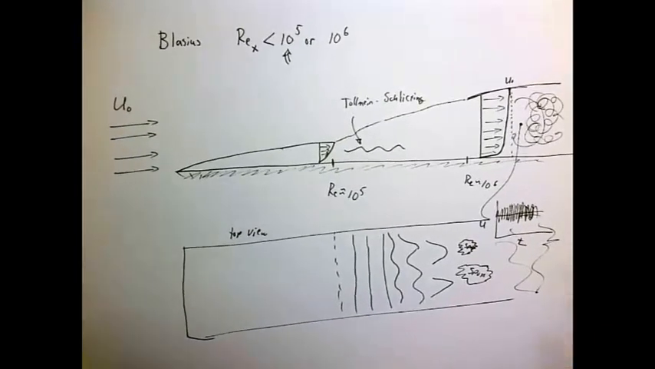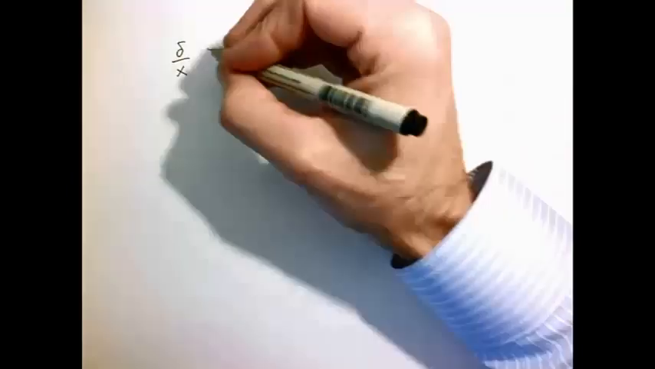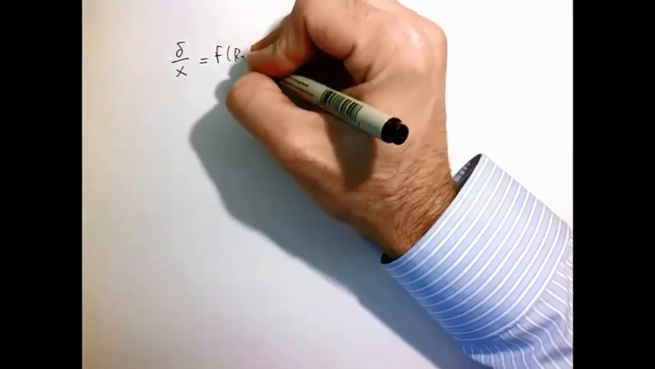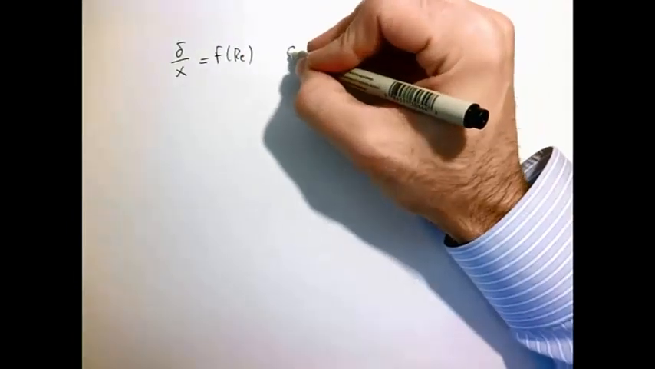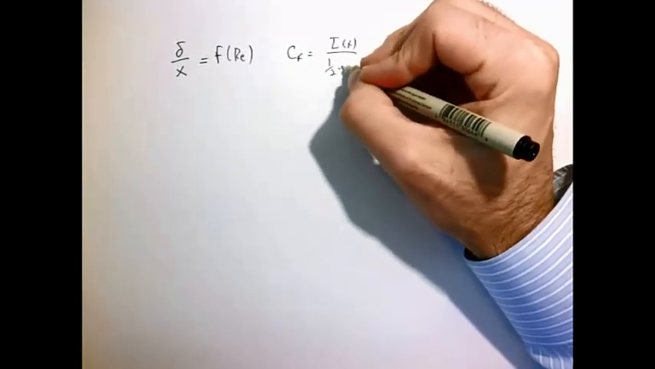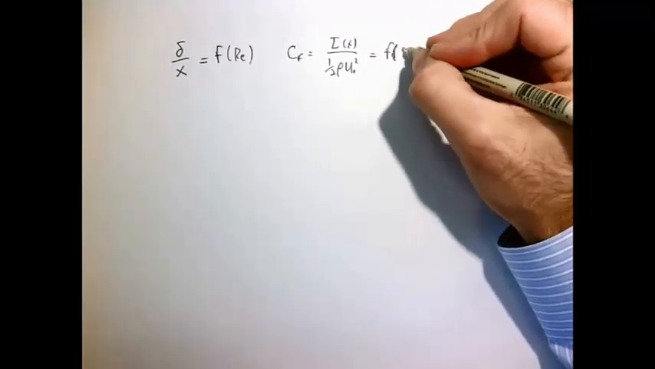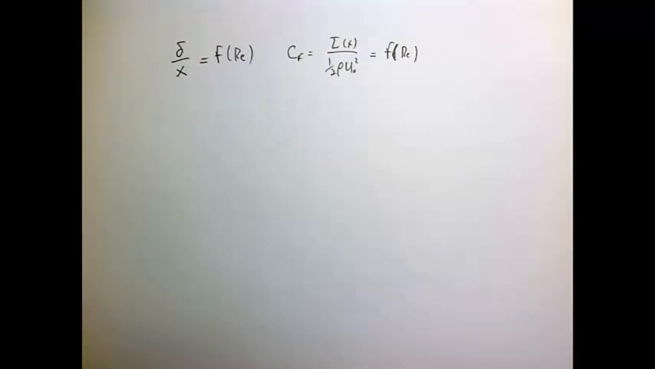Describing the turbulent region is actually quite complex, but we can do it empirically because we can show by dimensional analysis quite readily that things like the thickness of this boundary layer divided by x has to be a function of the Reynolds number, and things like the coefficient of friction, which we defined as the local shear stress divided by 1/2 rho u naught squared, also has to be a function of the Reynolds number. So we know that they're functions, we just don't know what those functions are. So it turns out we can measure them.